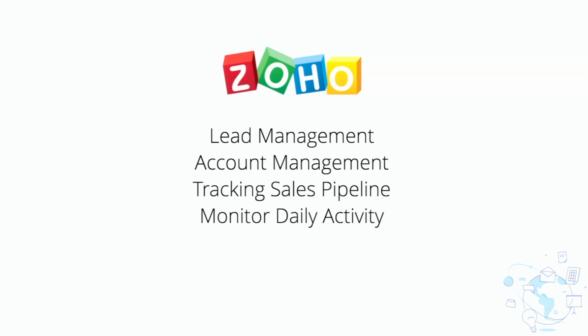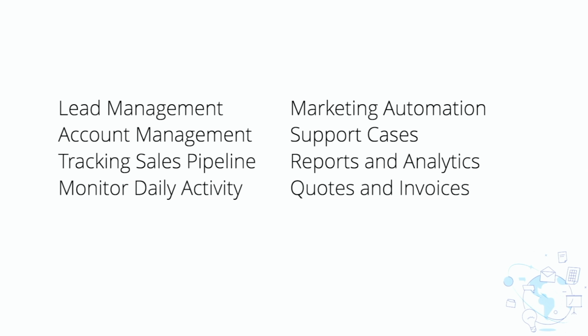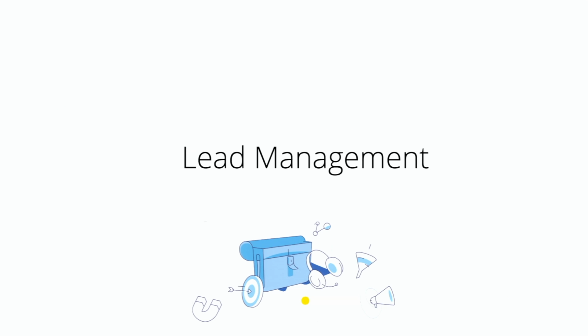So with most CRMs, you're going to get these main 4 features: managing your leads, managing your accounts, tracking what's in your pipeline, and monitoring daily activity. And then in Zoho CRM, you get a few other features like some marketing automation tools, support cases, reports, forecasting, quotes, invoices, and then you can add all of those other Zoho apps to automate all the other departments. What we're going to focus on is what's on the left. So let's start with lead management.